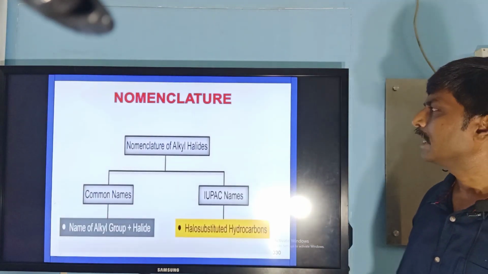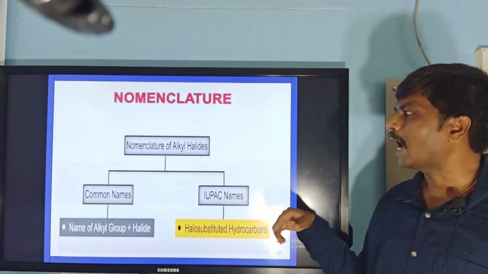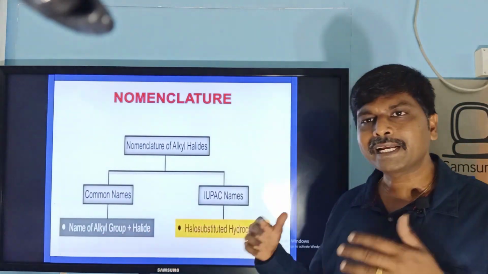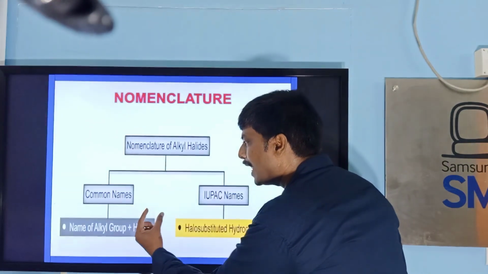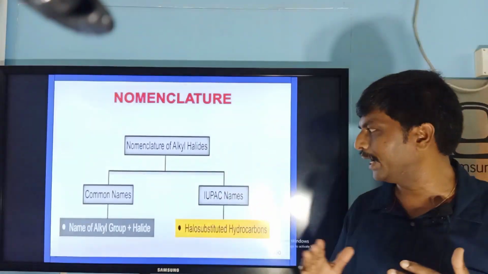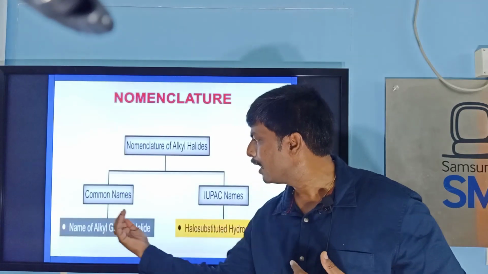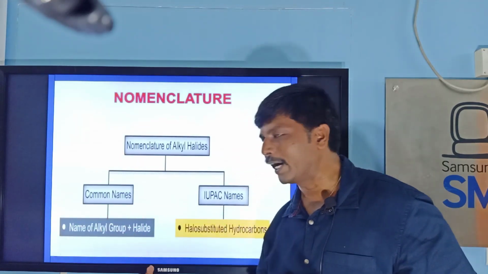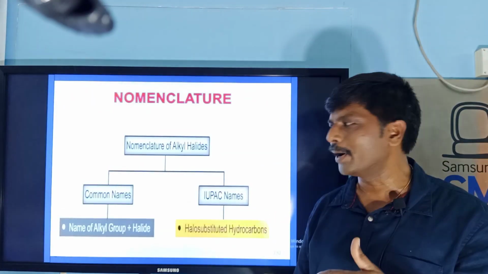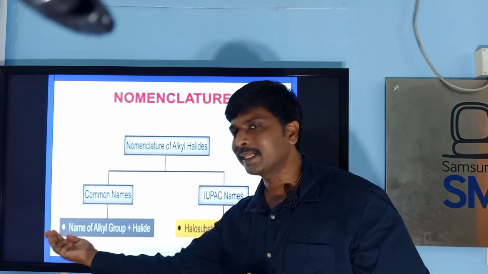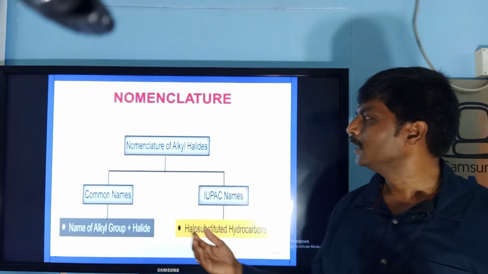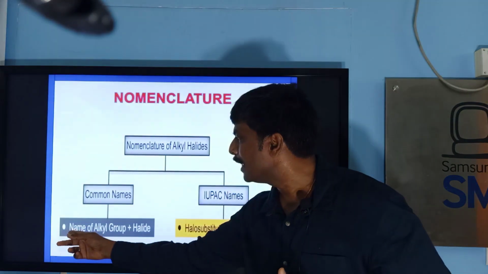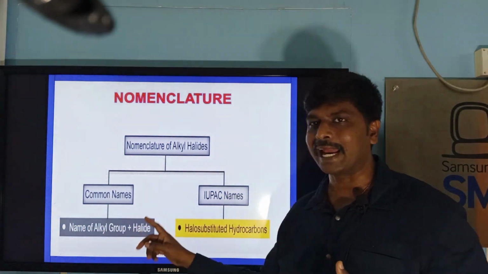You will see here the nomenclature of alkyl halides. The common name is the name of the alkyl group plus halide. In common names, it ends with halide. Take methyl chloride: the name of the alkyl group plus chloride. Methyl chloride, ethyl chloride, propyl chloride. If you change chloride to bromide, then methyl bromide, ethyl bromide, propyl bromide. So the common name of an alkyl halide is the name of the alkyl group plus halide.